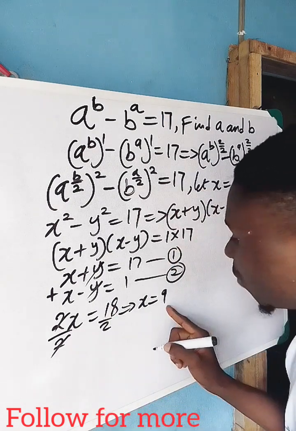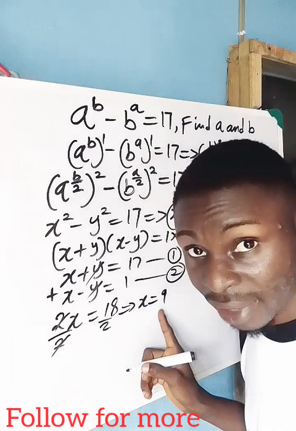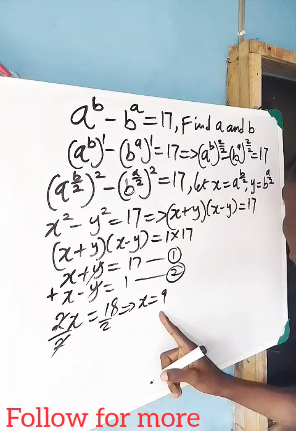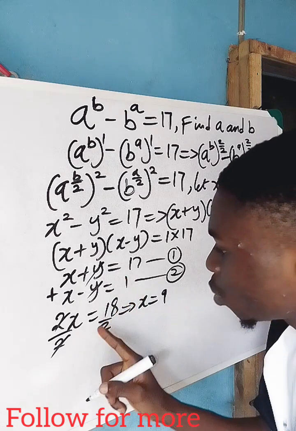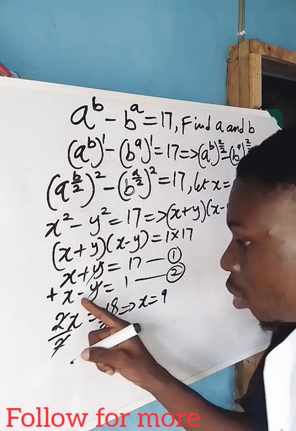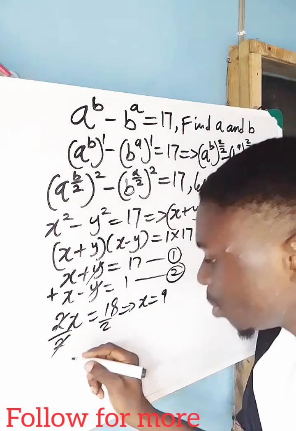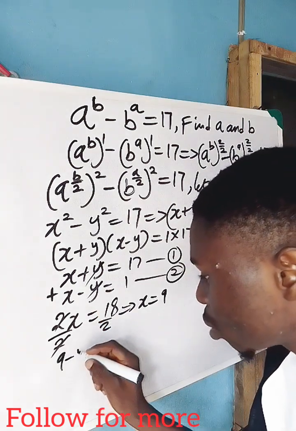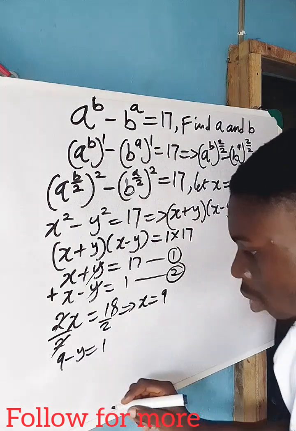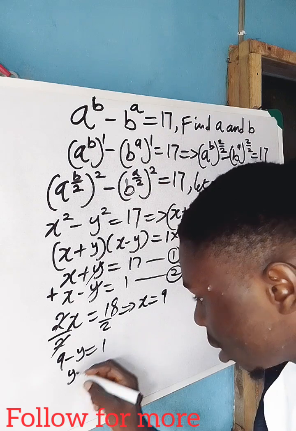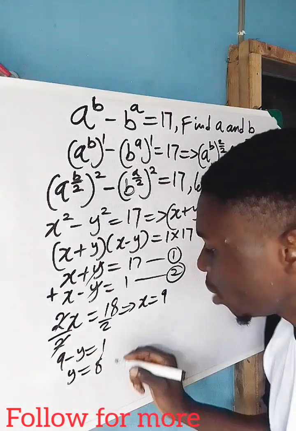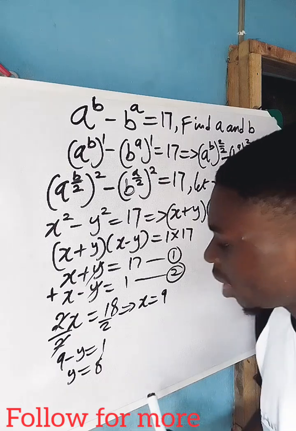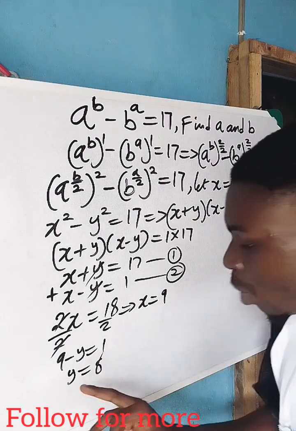So let's find the value of y since we have gotten our value of x. Now what we are going to do is put in x as 9 into any of these equations. Let me pick equation 2. So x as 9, this now becomes 9 minus y is equal to 1. So we are going to have y is equal to 8. So we have our two solutions: x is equal to 9 and y is equal to 8.